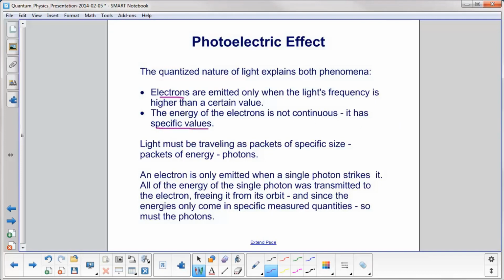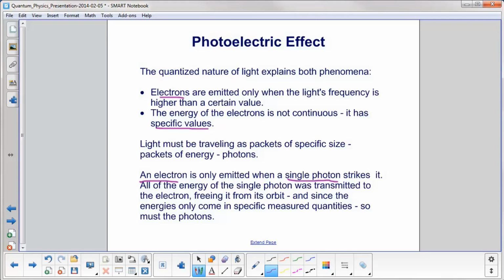So what Einstein postulated is that light travels as packets of specific size. They are packets of energy. These are the photons, which are particle-like. An electron from the metal that the light is incident upon is only emitted when a single photon strikes it. So a single photon hits the metal, a single electron leaves. All of the energy of the single photon is transmitted to the electron, which will free it from its orbit, and then it can leave the metal.